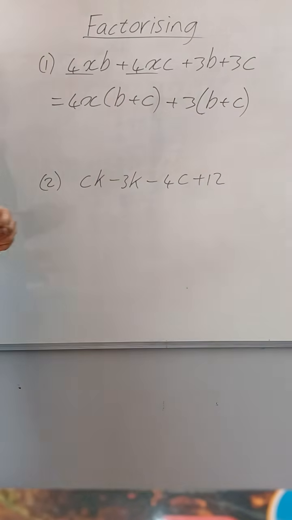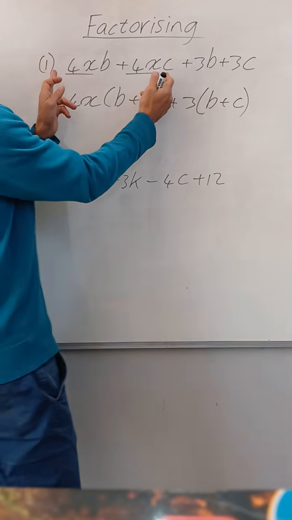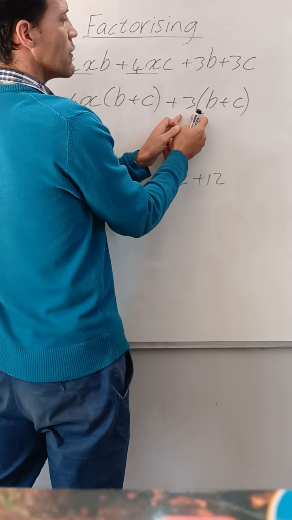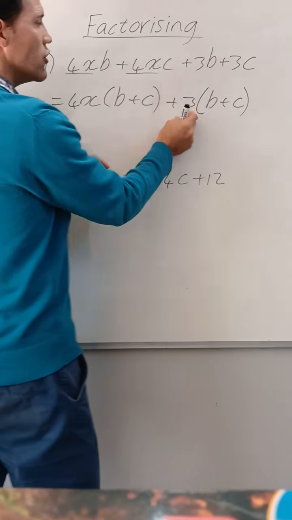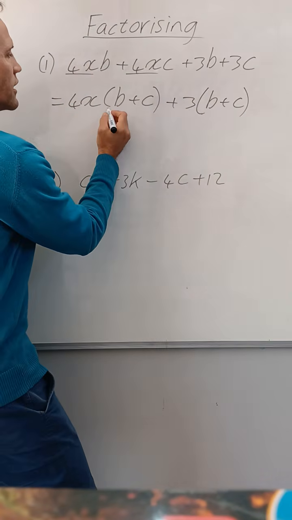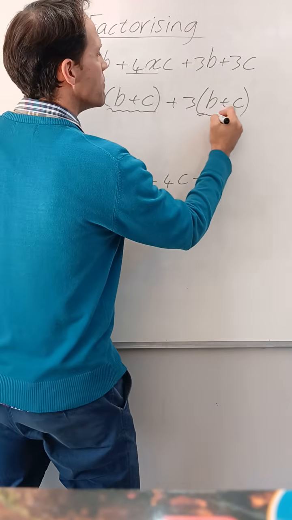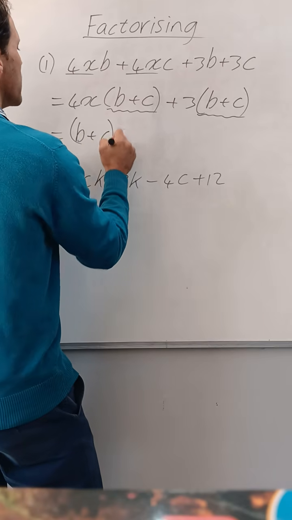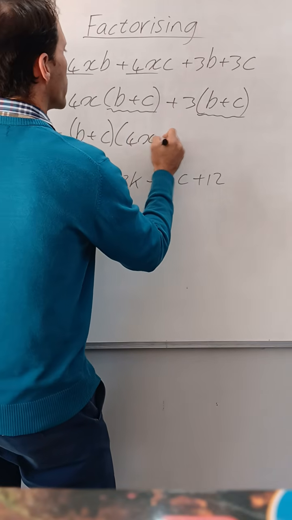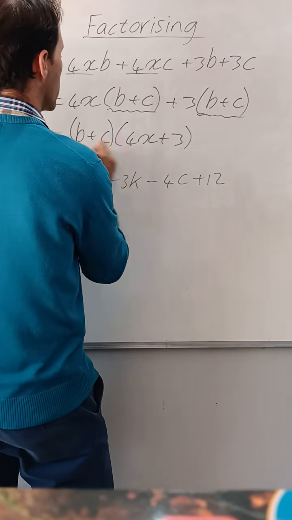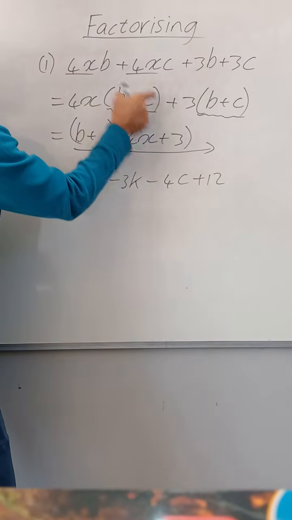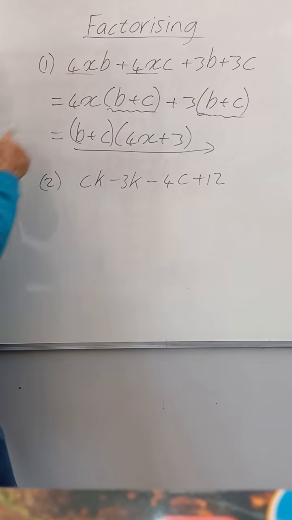Okay, so you see, we first look in the first two if you can find a common factor, and then for the last two, can you find a common factor? If you can, then you take it out, and now we can see there's a b plus c and there's a b plus c. So now I know what to do. It's b plus c, and then the second bracket will be 4x plus 3. Okay, 4x stays behind, 3 stays behind. I took out the b plus c, put it in the front.